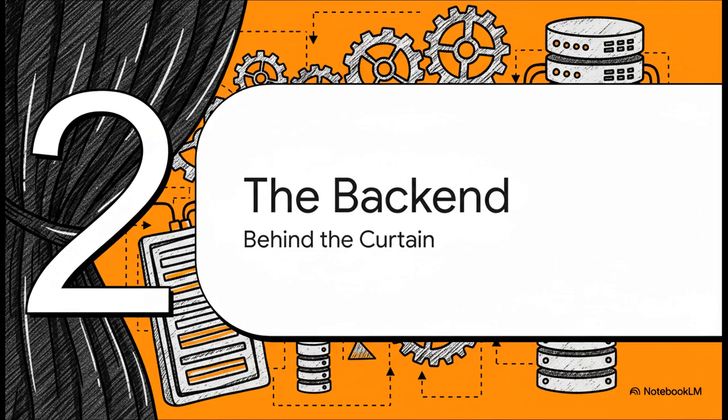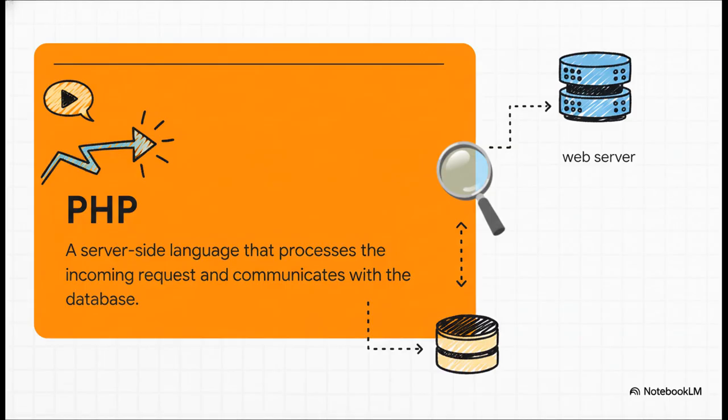This is the behind the curtain part of the show. If the front end is the stage, the back end is where all the real machinery, the crew, and the logic live. This is where the actual thinking happens. So the first thing our little request meets on the back end is what you can think of as the stage manager. This is a server-side language. Now, it could be Python or Node.js, but in our story, we'll use a very common one called PHP.